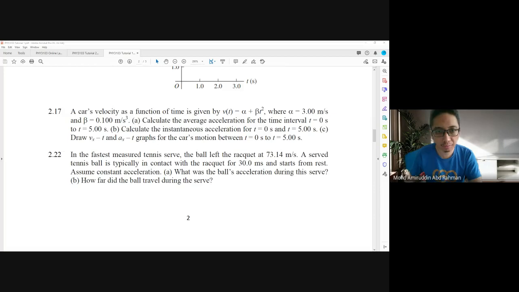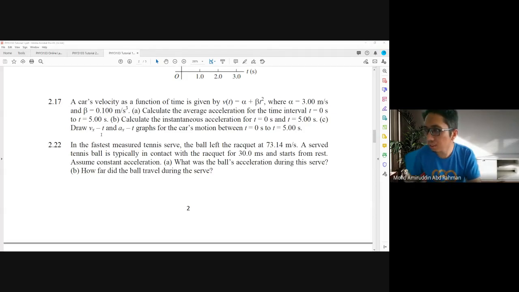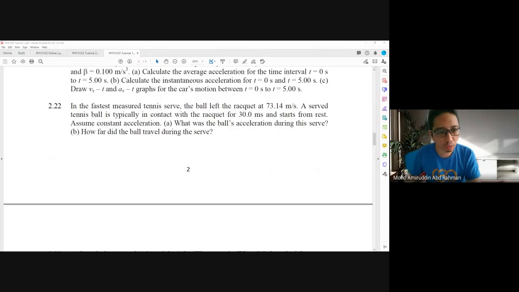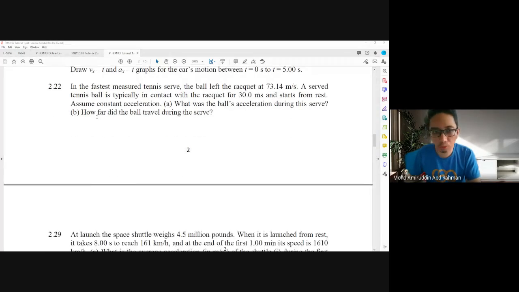So the graph will be a linear graph. The point on the graph at time 5 seconds has an acceleration of 1. And at time 0, the acceleration is also 0. So you just plot the linear graph. Okay, so that's for C.